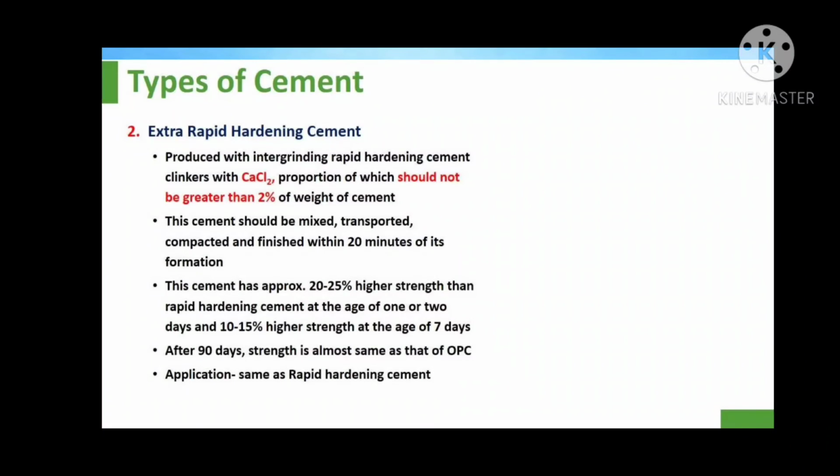This cement has approximately 20 to 25% higher strength than rapid hardening cement at the age of 1 and 2 days and 10 to 15% higher strength at the age of 7 days. After 90 days, strength is almost the same as that of OPC. Application same as rapid hardening cement.